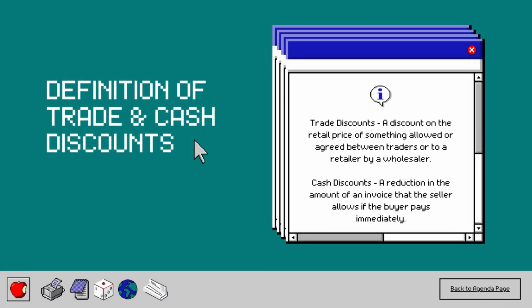Next, the definition of trade and cash discount. A trade discount is a discount on the retail price of something allowed or agreed between traders or to a retailer, like a wholesaler. So in this case, retailers will pay prices lower than the list price. Meanwhile, cash discount is a reduction in the amount of an invoice that the seller allows if the buyer pays immediately.